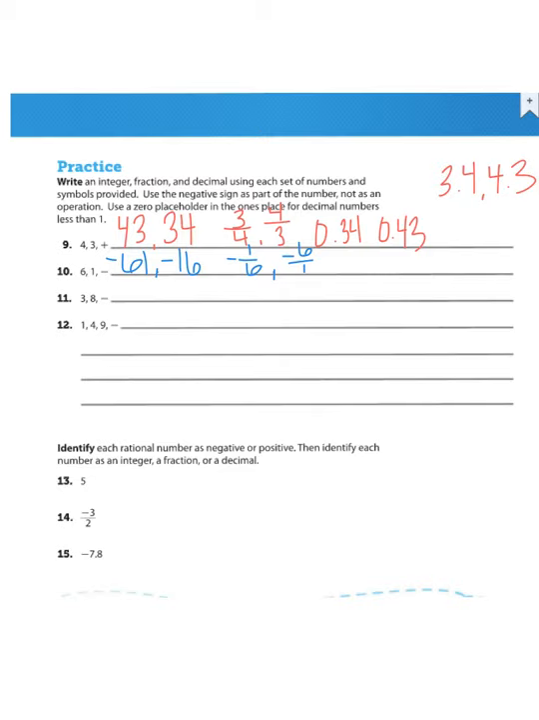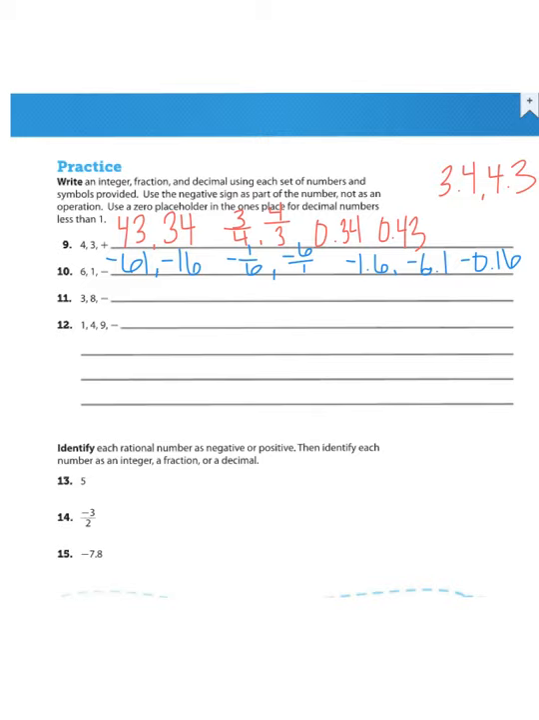For my decimals, this could be negative 1.6 or negative 6.1. You could also do what we did on number 9 and put in a 0. So this could also be negative 0.16 or negative 0.61. Okay, so here's my integer, here's my fraction, here's my decimal.